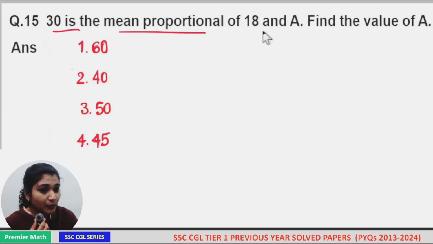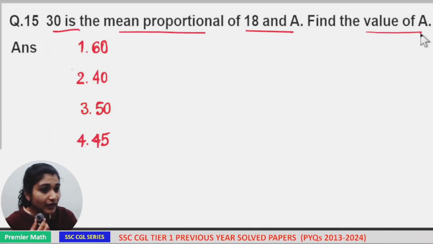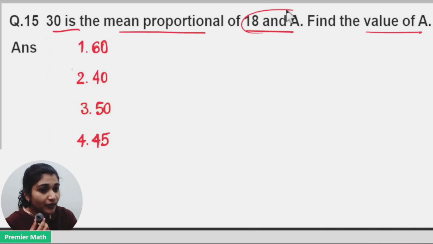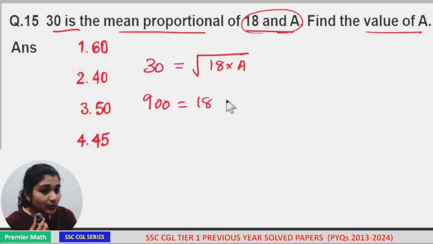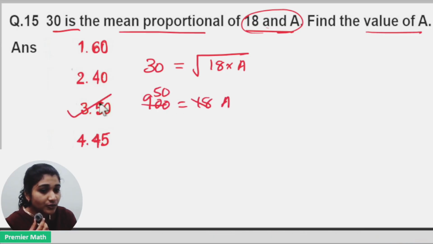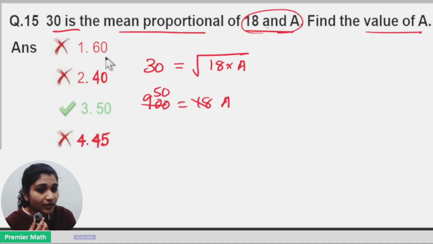30 is the mean proportional of 18 and a. Find the value of a. Mean proportional of 18 and a means root of 18 into a, which is equal to 30. Then 30 square is 900, which is equal to 18a. 18 goes 50 times in 900. Option 3 is your answer. a is equal to 50.